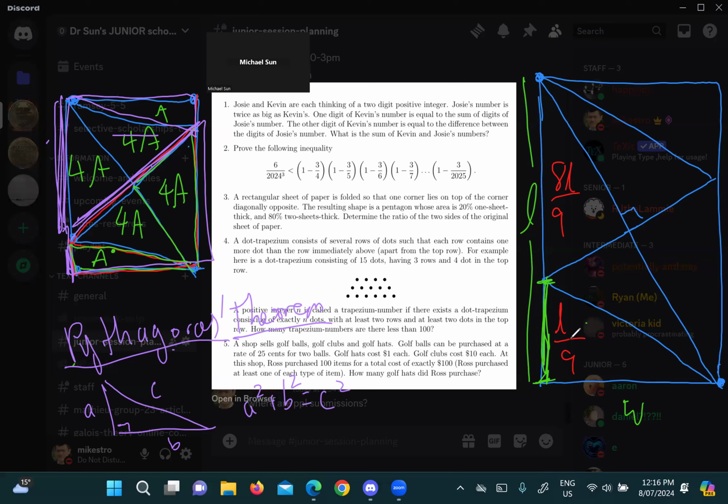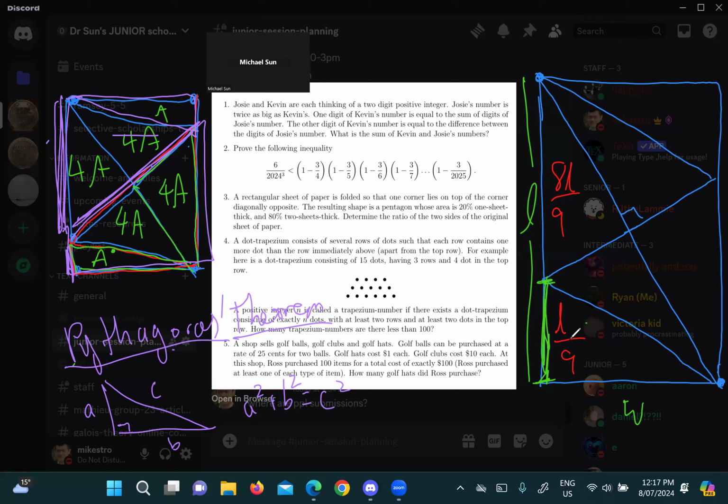Alright, do you have any ideas what to do? Not really. Okay, so remember we just need one relationship between L and W. Can you see where we might get that? Maybe from that one side length, and then you try to figure it out. But I'm not too sure.